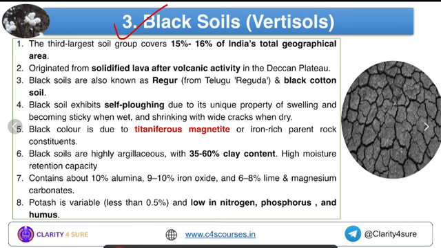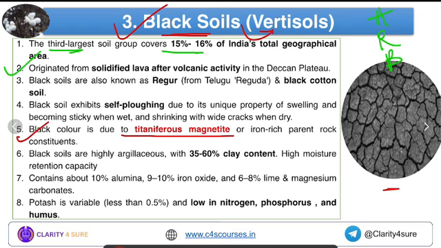Next one is the black soil. Black soil is categorized under the vertisol soil order. You can see the picture, it looks black. Why does it look black? Because of the presence of titaniferous magnetite mineral or some iron rich parent rock constituents, which gives this soil its black color. It is the third largest soil, covering around 15 to 16% of India's total geographical area. So the first one was alluvial soil, the second was red soil, and the third is black soil. This is the soil order according to geographical area.